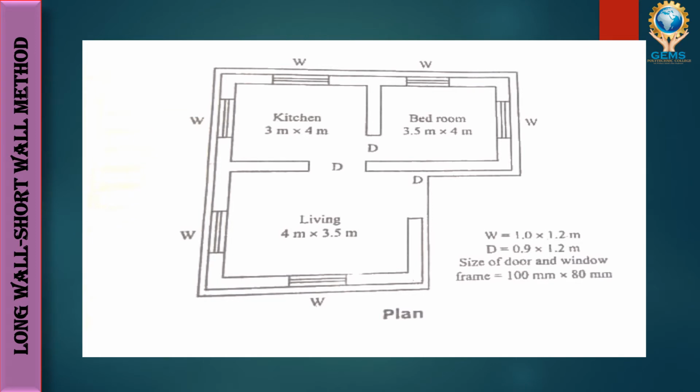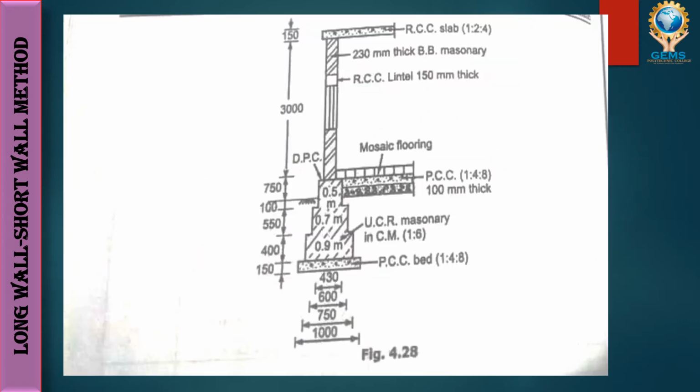So this is the plan of our building. So we have three rooms: kitchen, bedroom, and living room. Okay. So kitchen size is 3 meter by 4 meter. Then bedroom size is 3.5 meter by 4 meter. Then the living room size is 4 meter by 3.5 meter. Okay. Then we have six windows here. Then the size of door and window frame, everything is given in the question. Okay. It is the plan of a building.